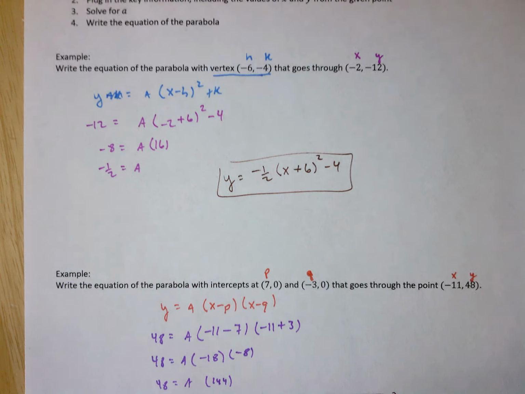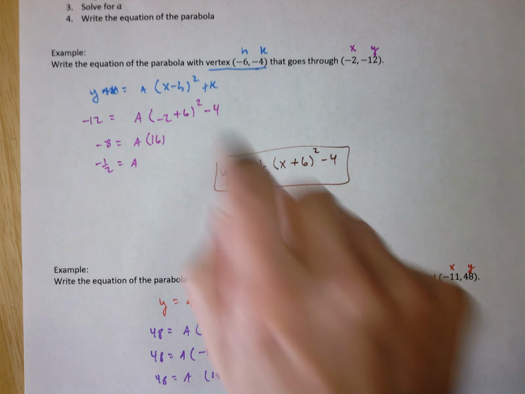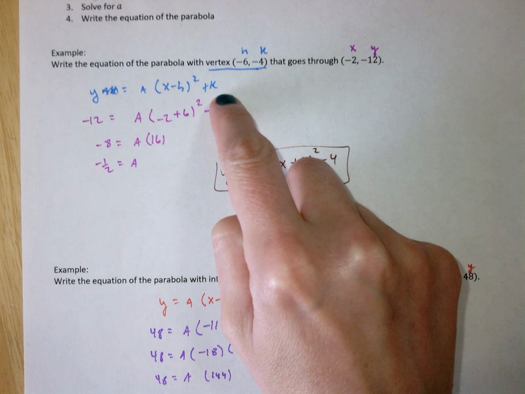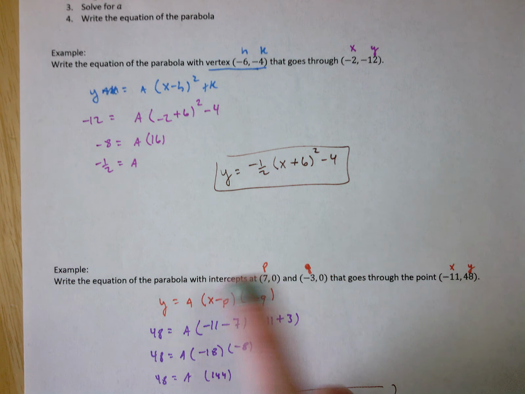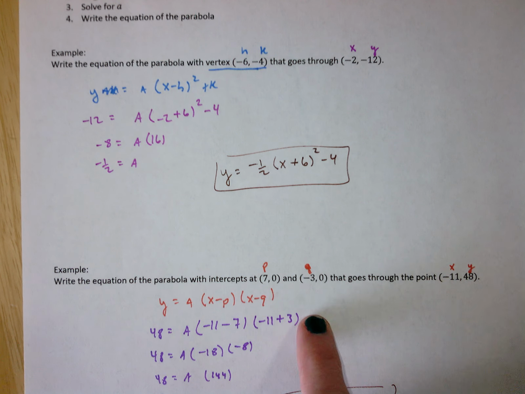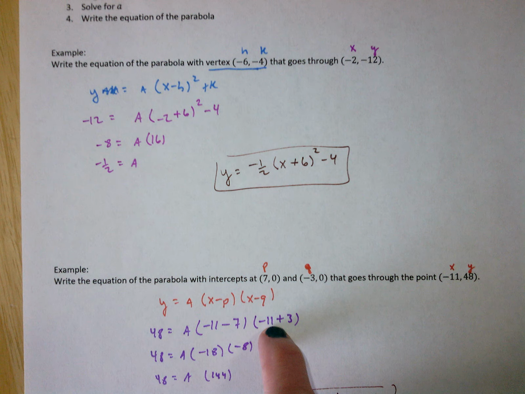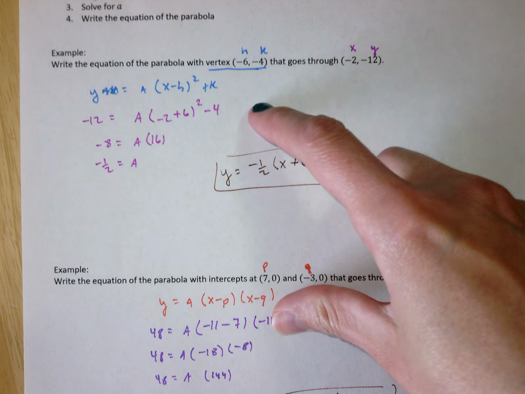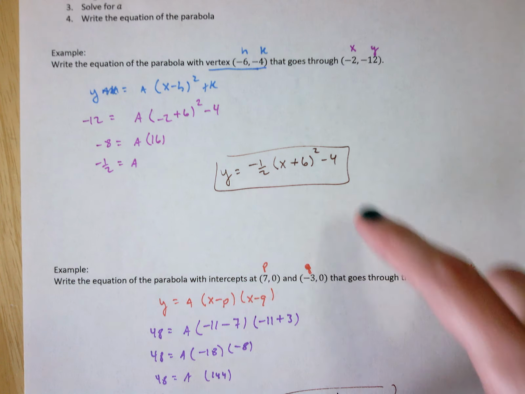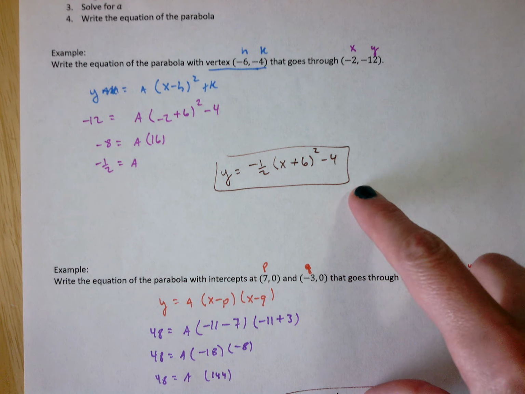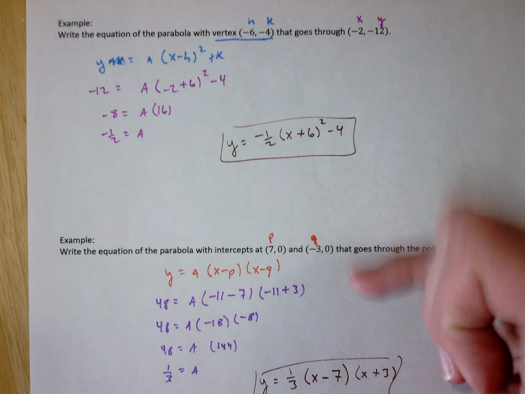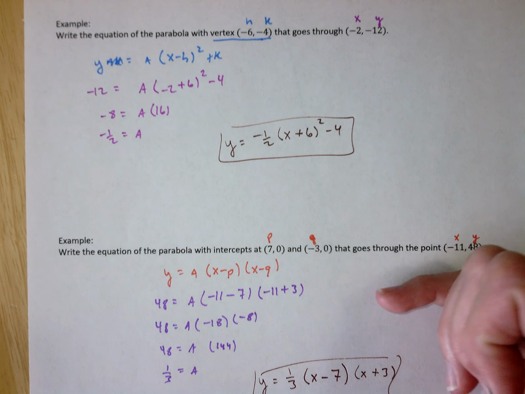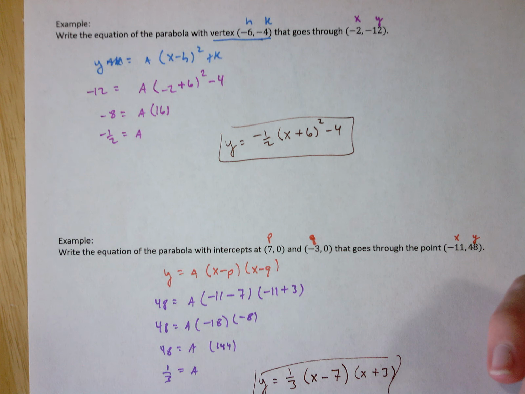So again, pay attention to what information they give you. If they tell you there's a vertex, use vertex form. If you have 2 x-intercepts, whether they tell you that or you just look at the 2 points and know, then use intercept form. Either way, plug in all the information you have, solve for a, and then write your equation. Okay, tomorrow we're going to talk about, well, what do you do if you have neither one of these? What do you do if you don't have the vertex and you don't have the intercepts? How do you handle that? Okay, so we will deal with that tomorrow.